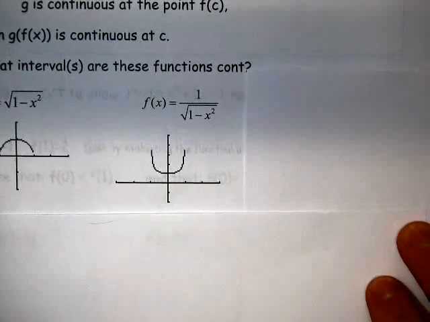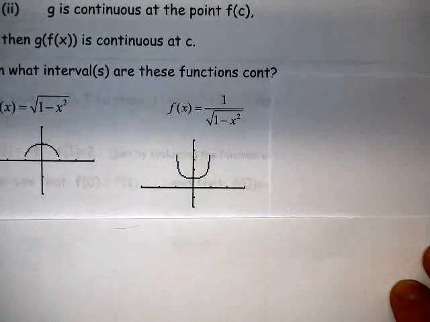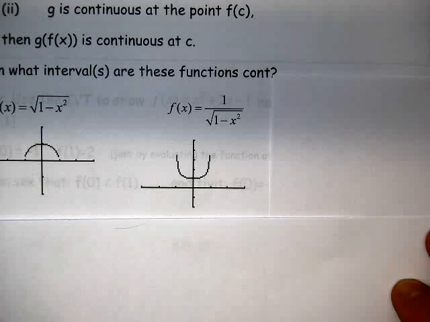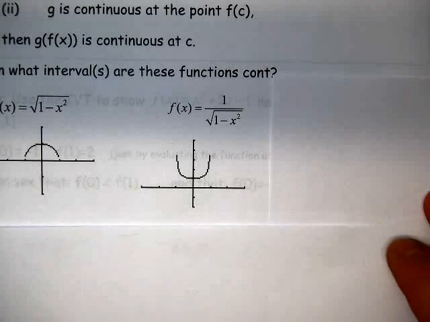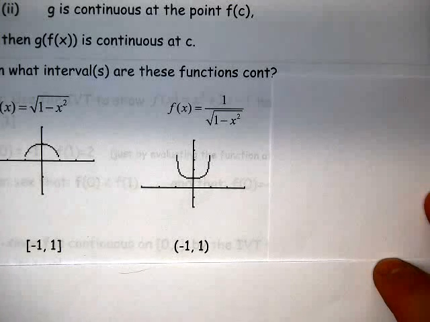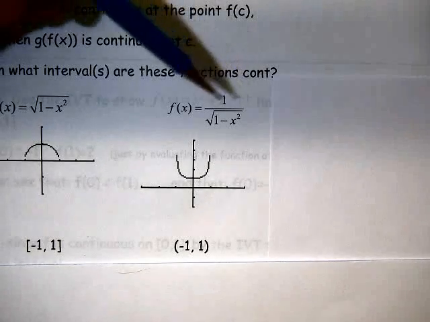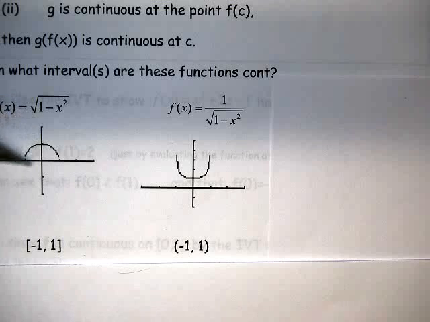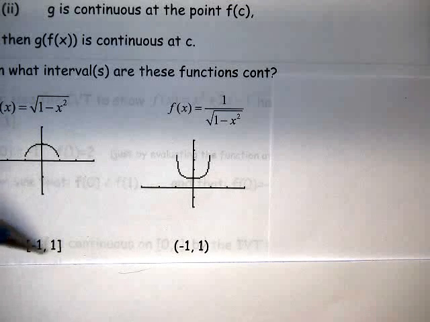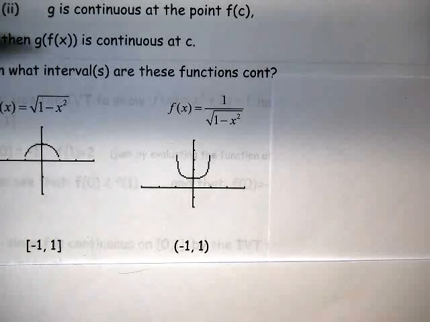Look at this one here. We have 1 over the square root of 1 minus x squared. Its graph looks like this, and it is continuous on the open interval from -1 to 1. And the reason for the difference is because note here that if x equals 1 or -1, then we get a function value of the square root of 0, which is 0, which is a defined point. So those are included on the interval of continuity.